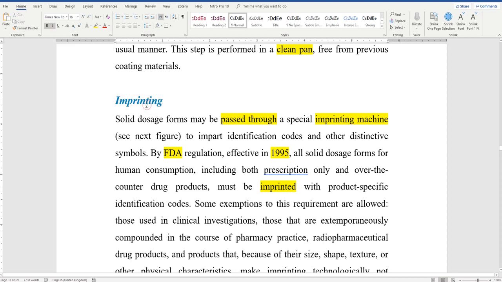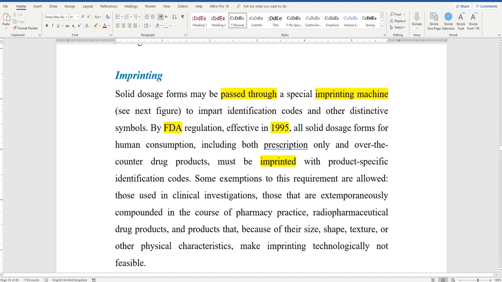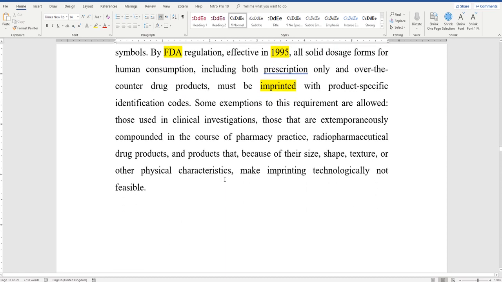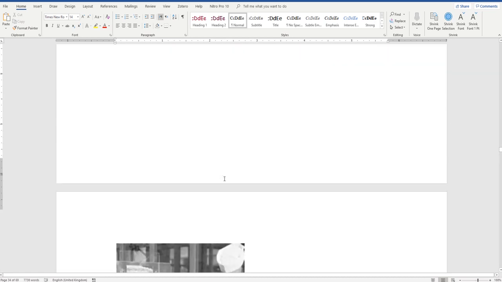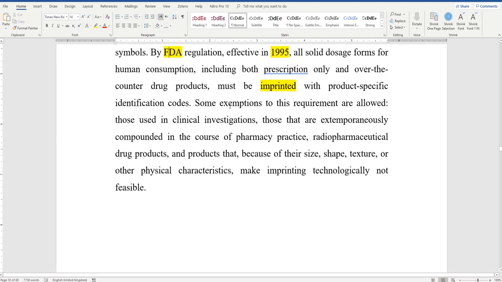Imprinting means, as I said, we need to provide a code or some sort of identification to the tablets. From 1995, the FDA now requires almost all tablets to bear some kind of identification. That's why sugar-coated tablets will be imprinted with edible ink, meaning permissible ink, and then after that it will go for polishing.